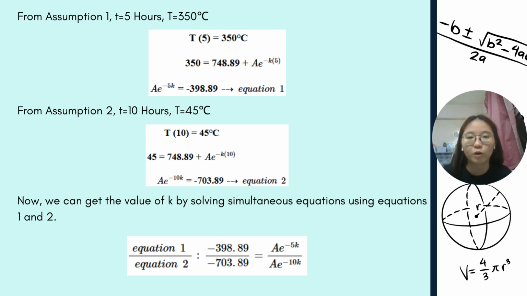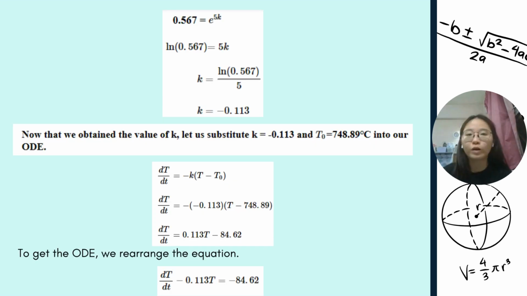From assumption 1, we obtain equation 1, which is A multiplied by e power negative 5k equals negative 398.89. On the other hand, from assumption 2, we obtain equation 2, which is A multiplied by e power negative 10k equals negative 703.89. Now we can get the value of k by solving the simultaneous equations. As a result, we know that k equals negative 0.113, and now let us substitute the value of k and the value of capital T naught back into our ODE.